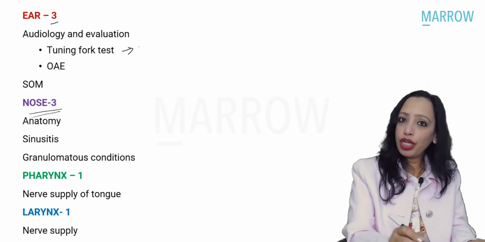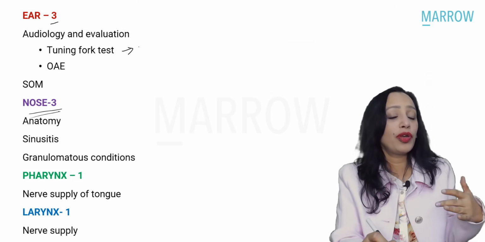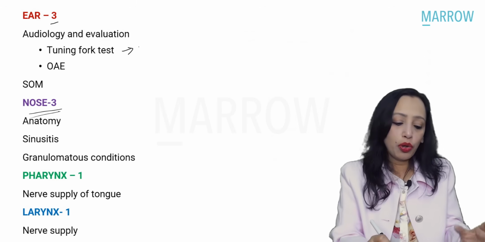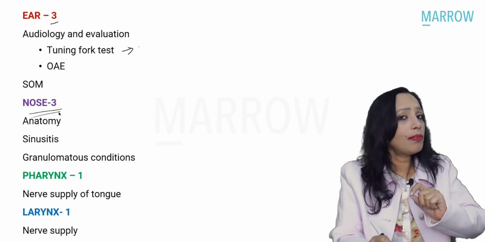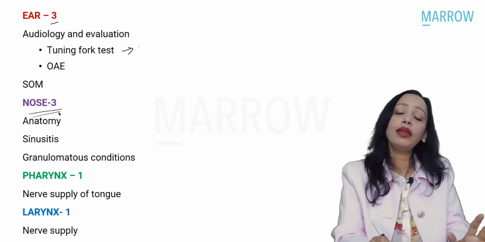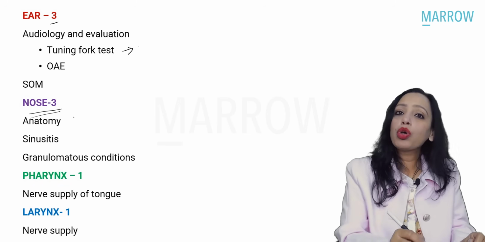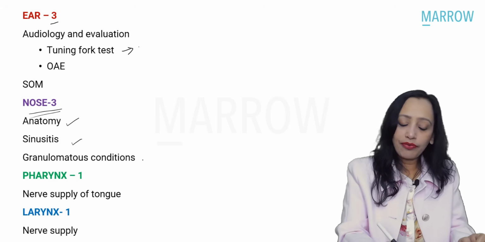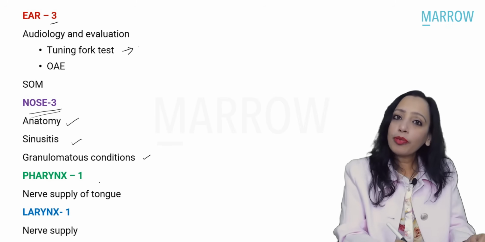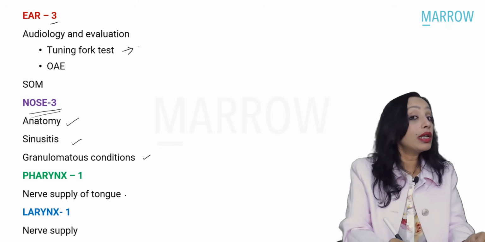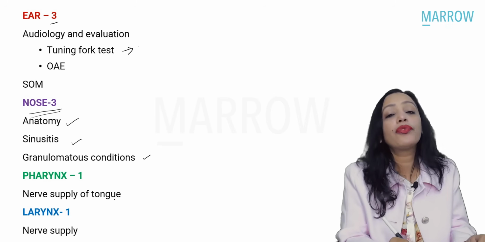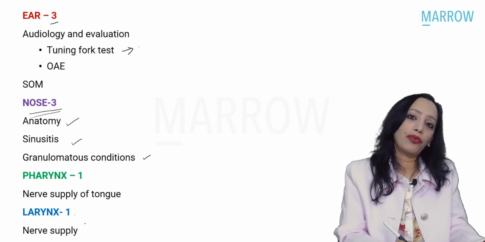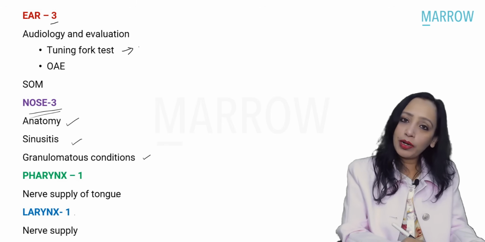From the nose, we had 3 questions. And again, we can see that these are the topics which we have always said are the important topics. So you have to do them. Tuning fork and otoacoustic emission are must-do questions always in INI-CET. From the nose, we had 3 questions again: 1 from anatomy, 1 from sinusitis, and 1 from granulomatous conditions of the nose. From the pharynx, we had 1 question that was from nerve supply of the tongue. That is again a favorite of the INI-CET. And from the larynx, again a favorite of INI-CET, the nerve supply of the larynx. So let us see what these questions were.